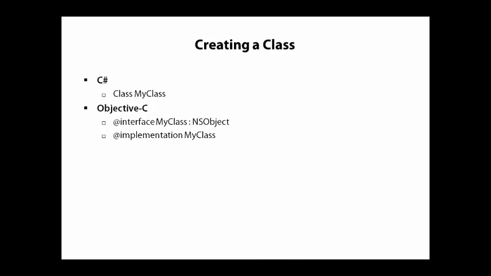So creating a class in C Sharp, it's just class MyClass. In Objective-C, we've got to do two things. We pre-declare it in the interface, and then we provide an implementation for it, the .h and the .m file. And in Objective-C, your classes should basically be inheriting from NSObject.